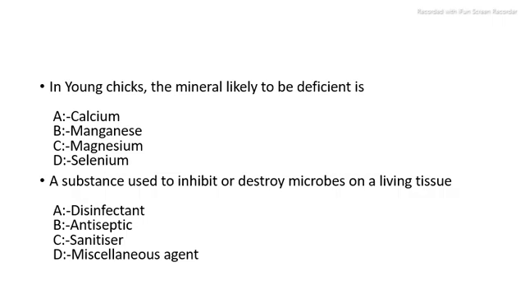Next question. A substance used to inhibit or destroy microbes on a living tissue is called option A disinfectant, option B antiseptic, option C sanitizer, option D miscellaneous agent. So the correct answer is option B, that is antiseptic. Disinfectant is the substance used to inhibit or destroy microbes on a non-living surface. Antiseptic is the substance used to inhibit or destroy microbes on a living tissue. That is the difference between disinfectant and antiseptic.